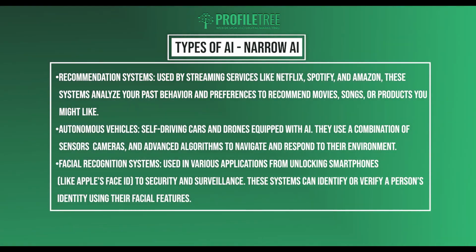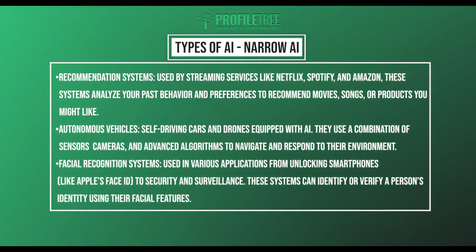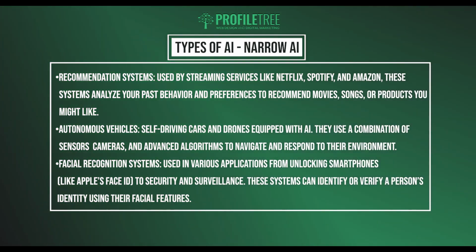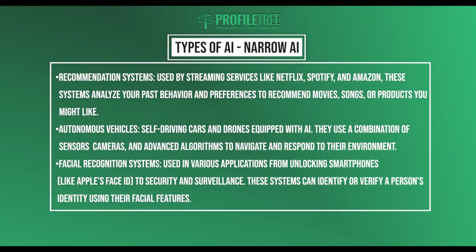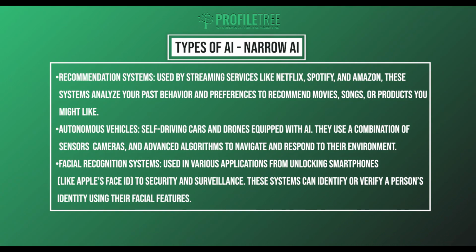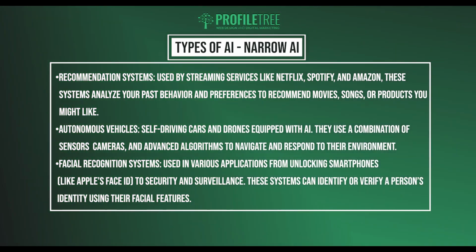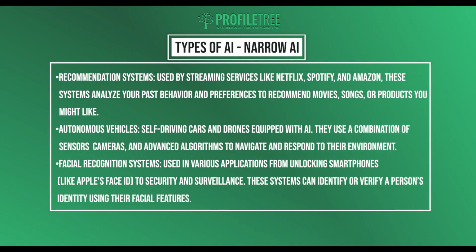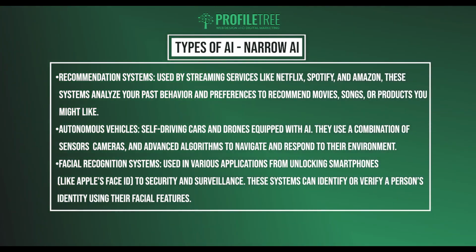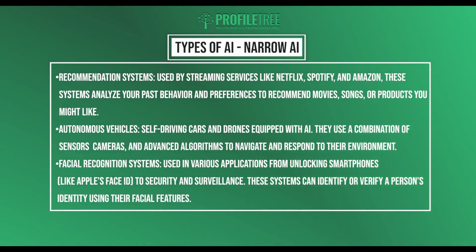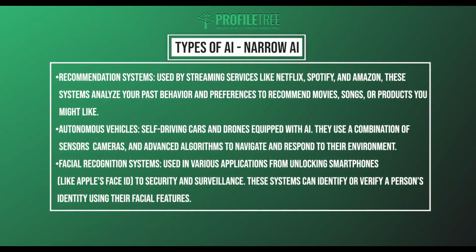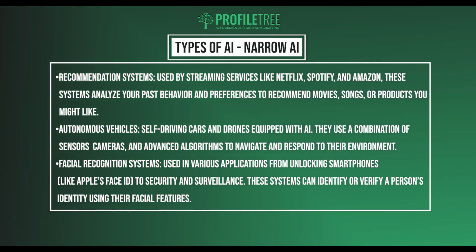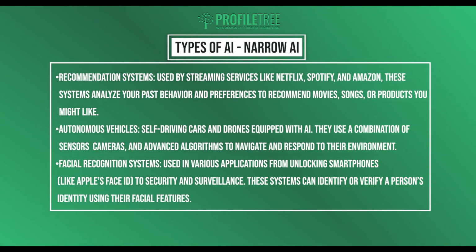Another very big thing that narrow AI is currently used for is autonomous vehicles. So I'm sure you guys know Tesla with their autonomous vehicles and self-driving cars. So that is one of them, self-driving cars and drones that are equipped with AI. Now these use a combination of sensors, cameras, and advanced algorithms to navigate and respond to their environment.